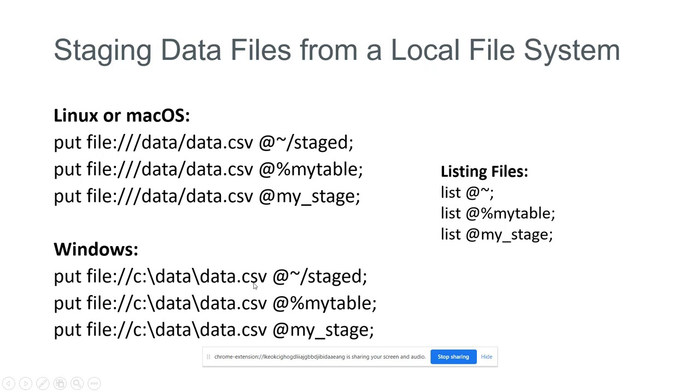Suppose this data.csv file is present in my C drive data folder. I can copy it by using a simple put file, C colon data.csv, at the rate tilde symbol. If I want to copy it to the table stage, it is at the rate percentage the table name. If it is a named internal stage, at the rate the stage name we have given. Like this we can copy.